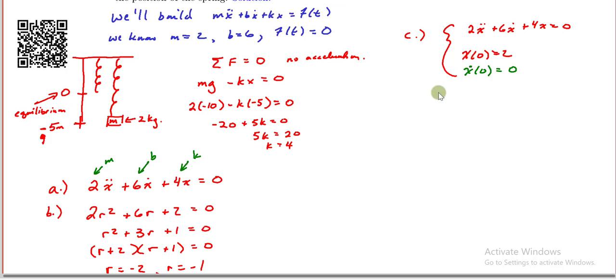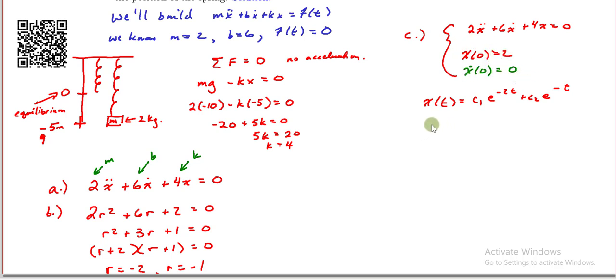We solved it in part B, and here was our solution: x of t equals c1 e to the minus 2t plus c2 e to the minus t. And so we just need to figure out the particular solution for this IVP. Notice that because this coefficient function here is just 2, and so never 0, and all of the other coefficient functions are everywhere continuous, we do get a unique solution to this IVP.